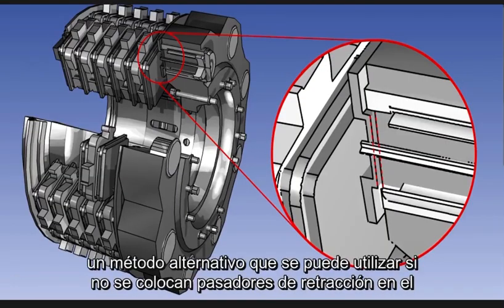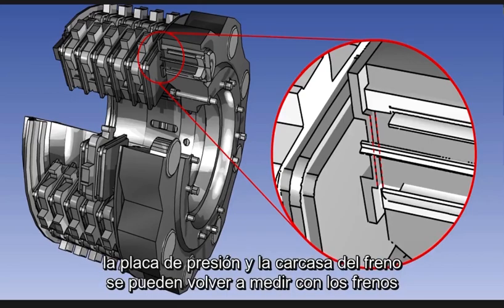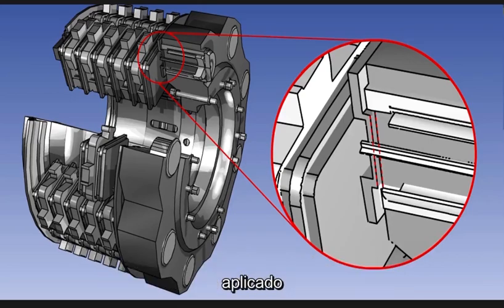An alternative method which can be used, if no retraction pins are fitted to the system, is that, if it is accessible, the amount of clearance between the back of the pressure plate and the brake housing can be measured, again with the brakes applied.